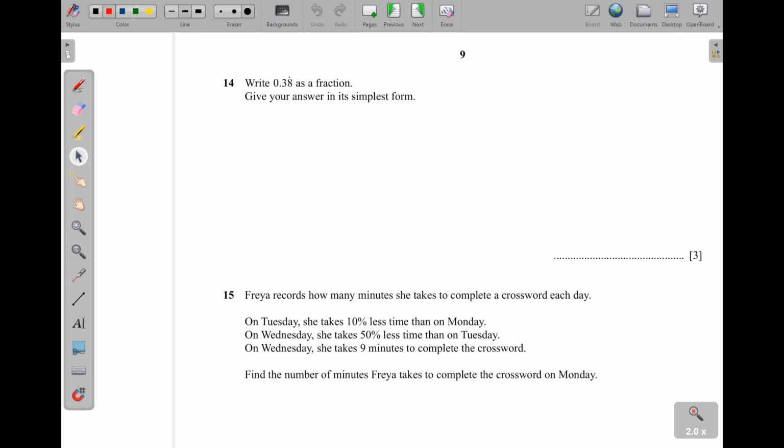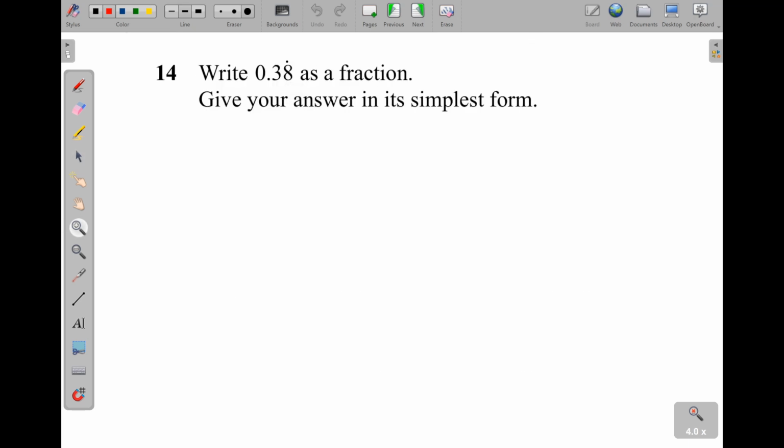Write 0.38 recurring as a fraction. If you can look at the 8 here, it has a dot. To solve it and put it in a fraction in the simplest form, I can let my recurring decimal be, let's say, x. So I can say x is equal to 0.38. I can write the 8 many times that I want, so I can write up to maybe 4 decimal places. That is equation number 1.